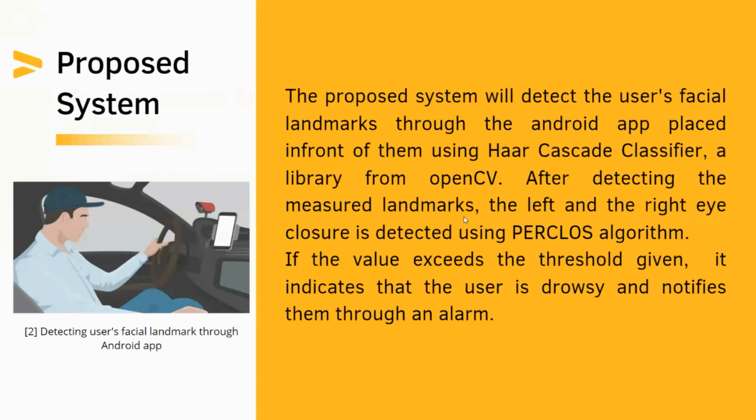In the proposed system, the Android phone or the app is placed in front of the driver to record the facial landmarks using the Haar cascade classifier, which is a library in OpenCV. After detecting those facial landmarks, it calculates the left and right eye closure. After that, a threshold value is set to indicate that the driver is drowsy, and it notifies with an alarm sound.